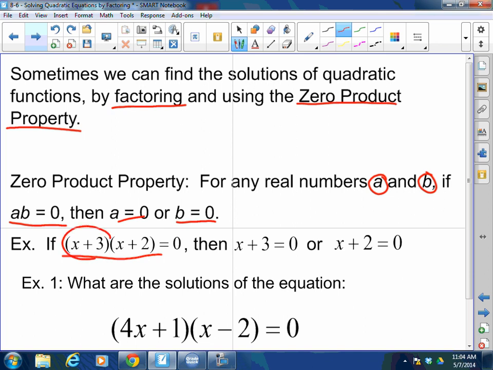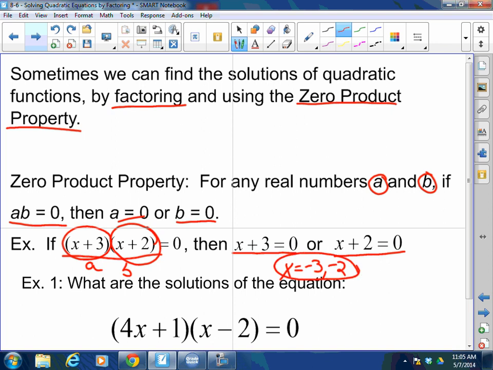We could call this first factor my A, call this second factor my B. In order to find the solutions, I set my A, which is x plus 3, equal to 0. And I set my B, which is x plus 2, equal to 0. And my solutions would be x equals negative 3 and x equals negative 2.